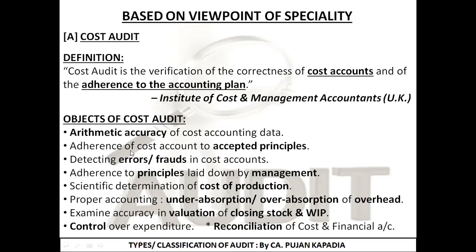Second is adherence of cost accounts to accepted principles. You need to check whether all the cost accounts that you have prepared are adhering to the principles of cost accountancy. Like there are certain laid down principles that you are required to follow. So you are checking over here whether all the data or accounts that you have maintained are as per those principles or not. Third is detecting errors or frauds in the cost accounts. You want to check whether any error or fraud is there in the cost accounts that are being prepared by you. This is your third objective.